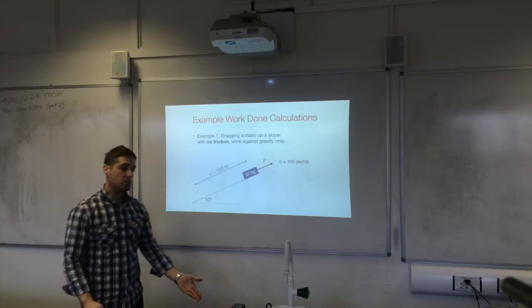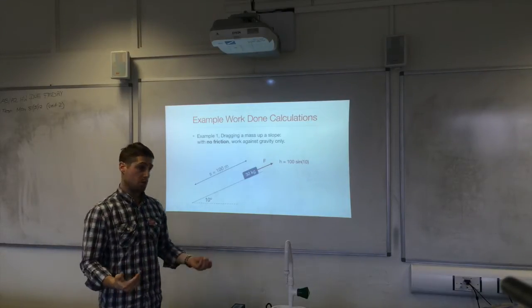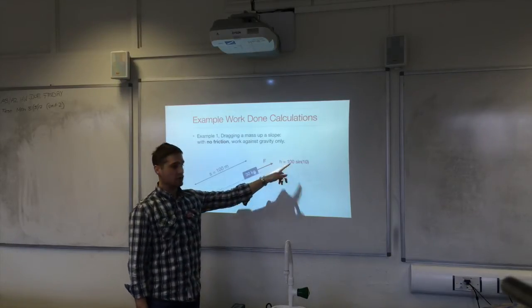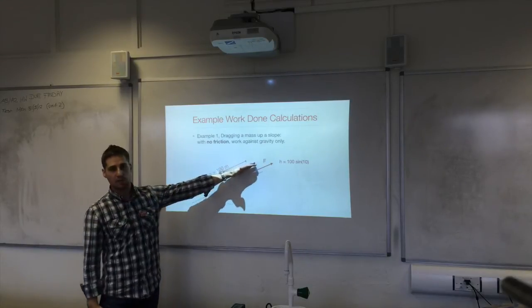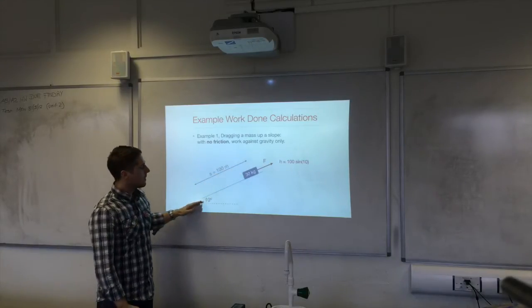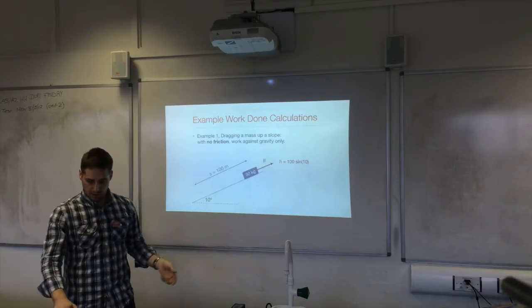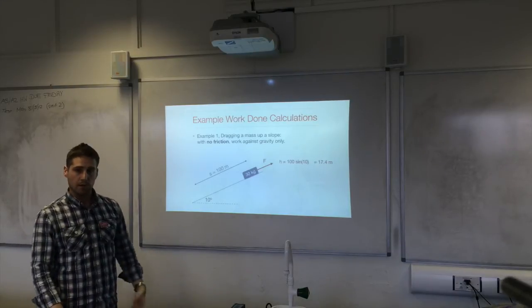So, first thing we need to do, because we're doing work against gravity, is work out the height through which we lifted it by dragging it up here. So that's equal to 100 times sine 10. That's using trigonometry. We know the hypotenuse of the triangle, and we want to find the opposite. So it's 100 times sine 10. That's 17.4 metres we raised it up.